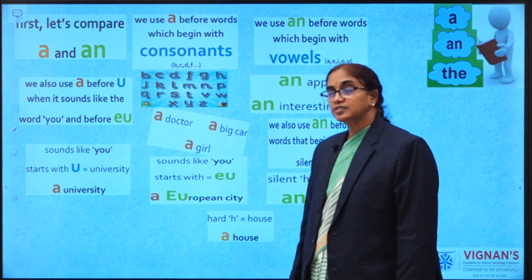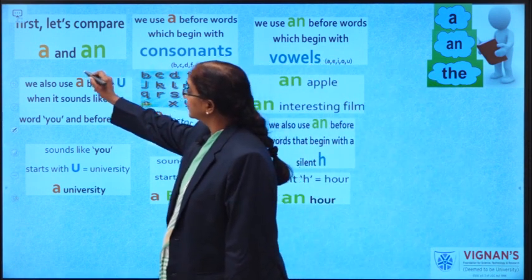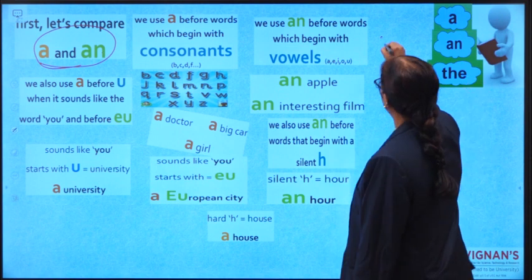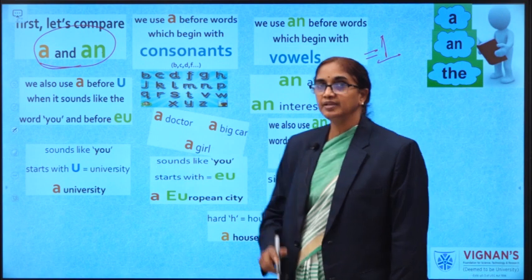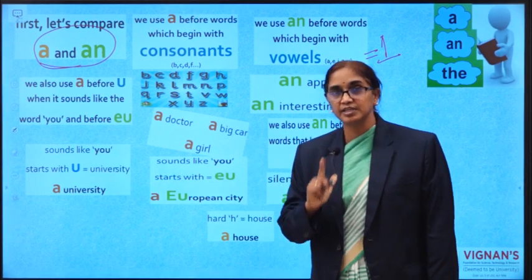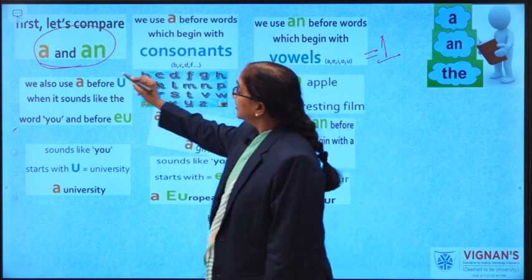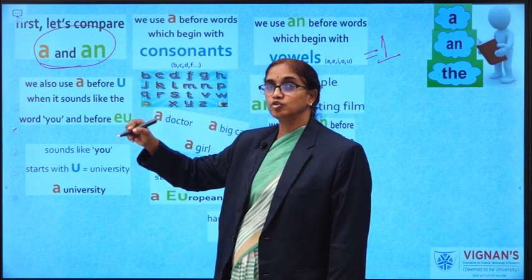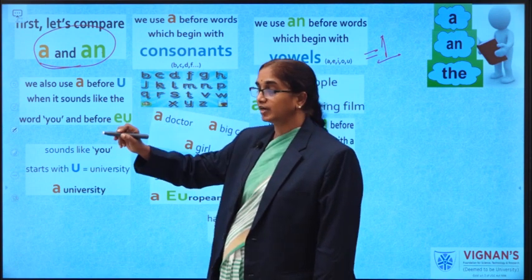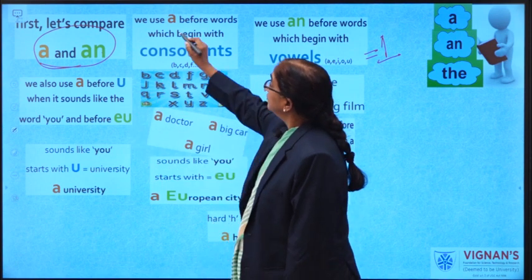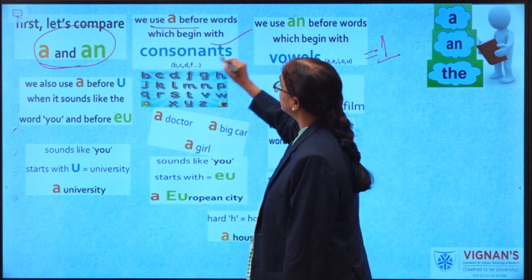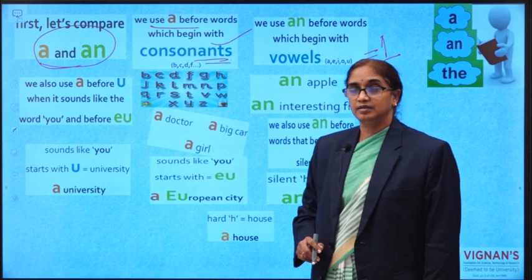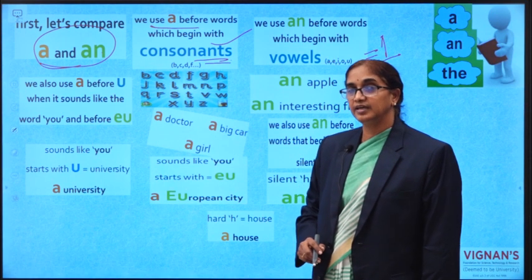So first let us compare the usage of the indefinite articles a and an. So a and an both mean one. When we say a, what do we mean? We mean singular. We use them in the singular sense. We mean one. So a and an are used alternatively. We don't use them together in the same sentence in association with the same noun. We either use a or an. So where do we use a or an? We use a usually in association with consonant sounds. Nouns which start with a consonant sound are usually used with the indefinite article a.